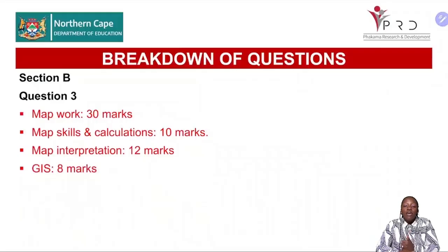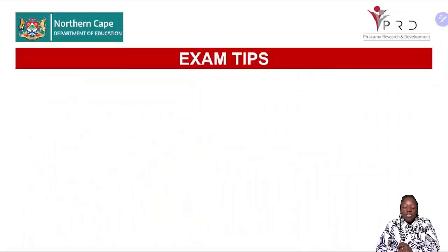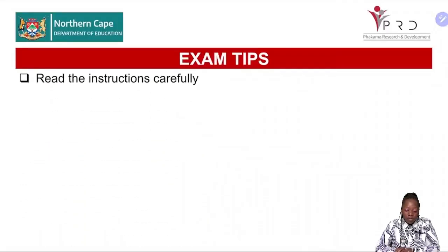So remember, you have your question 1 with 60 marks, a settlement geography. Then you have your economic geography question 2 with another 60 marks, that is 120. Then you add your question 3, which is your map work, 30 marks, and the total there will be your 150 marks.